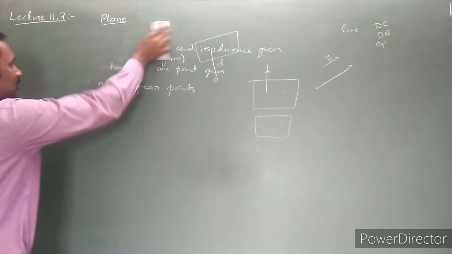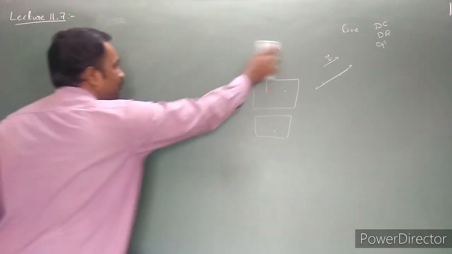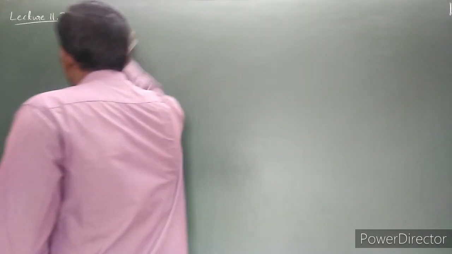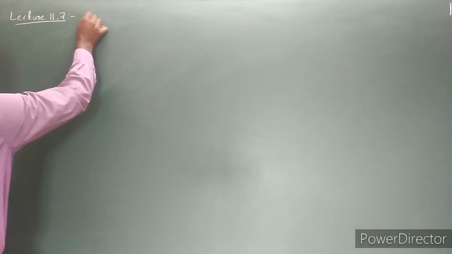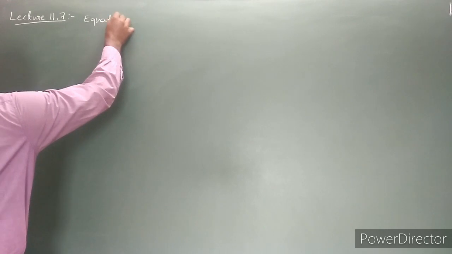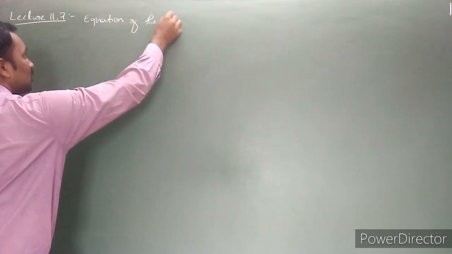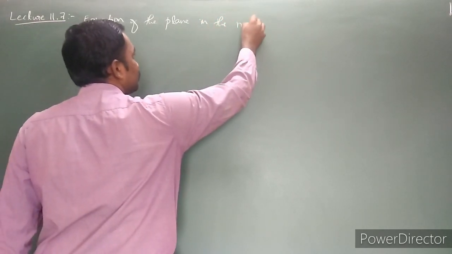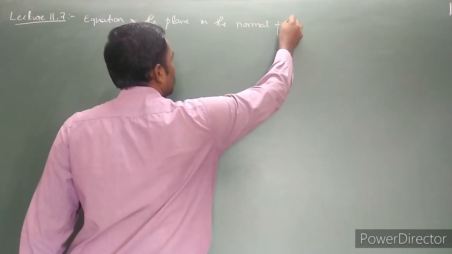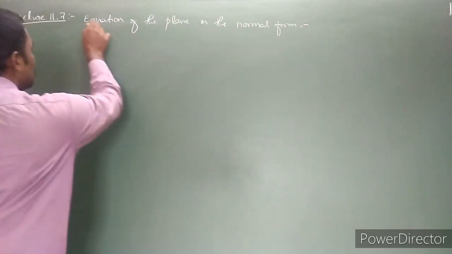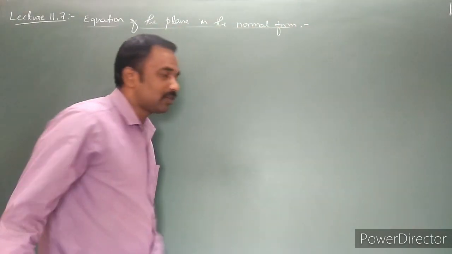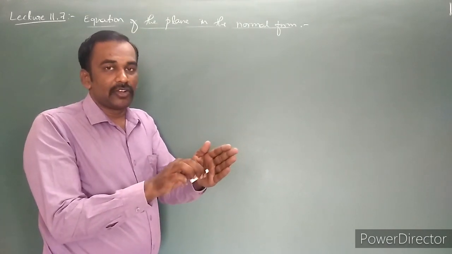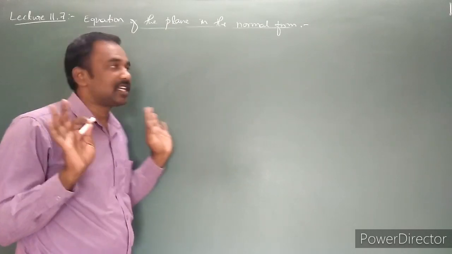Now we are required to find the equation of the plane in the normal form. You already know what is meant by normal form. What is the normal form? For the plane, a normal is drawn from the origin to the plane, and this distance is given.